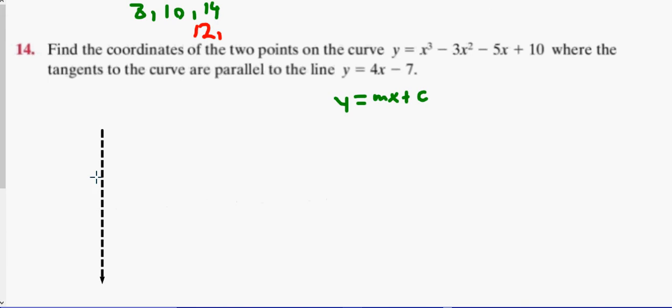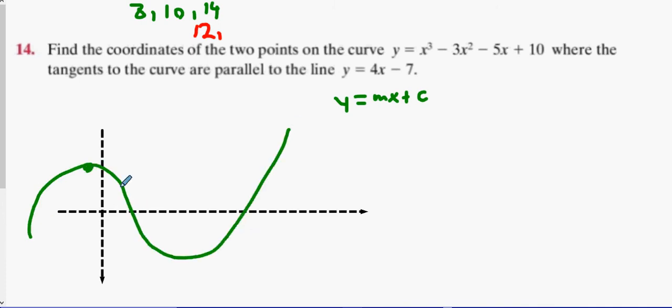So imagine this is your curve. I can't remember which way it works again, but imagine this is your curve here. Is everybody happy? That's your cubic equation, for argument's sake. This line here, 4x minus 7, crosses the axis at minus 7 and has a slope of 4. Is that line a tangent to that curve?